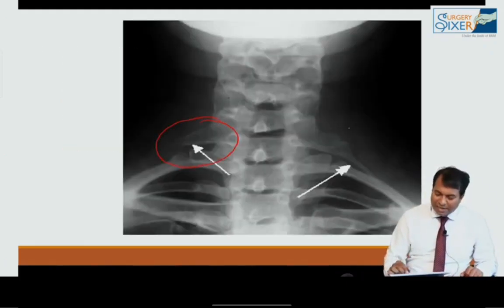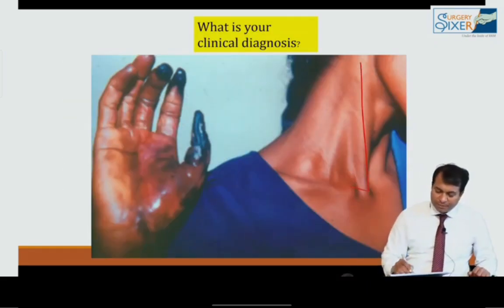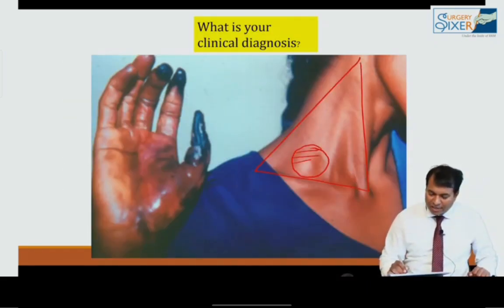You can see an incomplete bilateral cervical rib. Incomplete bilateral cervical rib. And this is a classical picture of one of our patients when I was doing MBBS. This patient picture we had. This is a patient having a bony swelling here. You can note it very well.